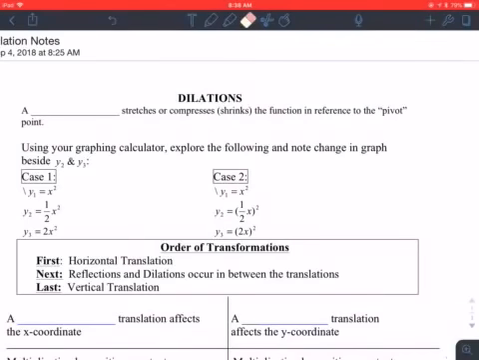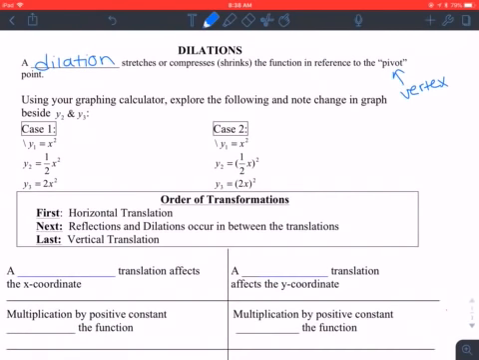Our last type of transformation is a dilation. So a dilation stretches or shrinks the function in reference to the pivot point. Now, in our quadratic function, a pivot point would be the vertex. Later on, when we get to some with asymptotes, the asymptotes are going to be where our pivot points are. But for now, we're going to look at two different cases.